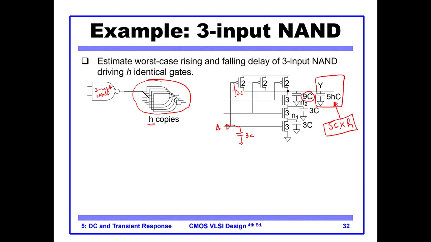That is why the total capacitance at the output is now 9C plus 5HC, where H comes from the fan out.